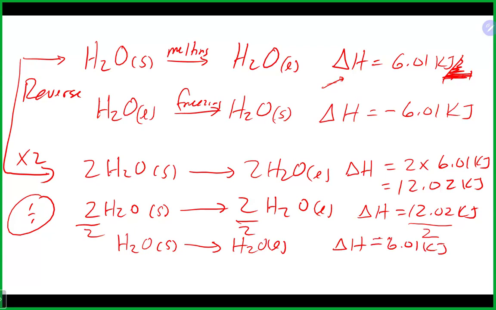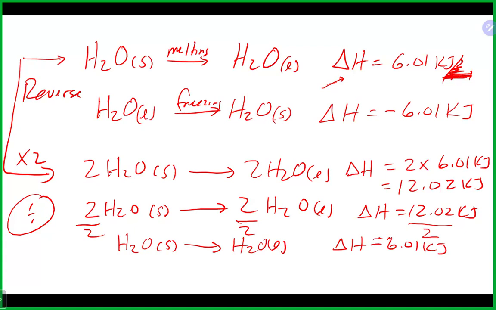So if you have a delta H with an actual equation, and you need to manipulate it: if you have to reverse that equation, you change the sign. If you have to multiply by a common number, you multiply the delta H by a common number. And if you have to divide by a common number, you divide the delta H by a common number. Any questions on that there?